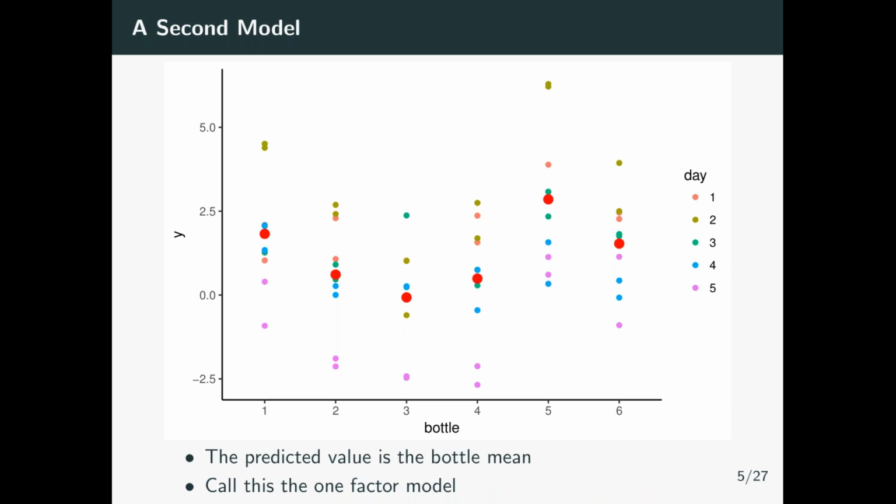Another natural thing to do is make the predicted value, so the prediction for a new hypothetical observation from one of those bottles, the mean of the bottle. And in this graph, the bottle means are indicated with the red dot. I'm going to call this second, more complicated model the one-factor model. Of course, the one factor is the bottle.